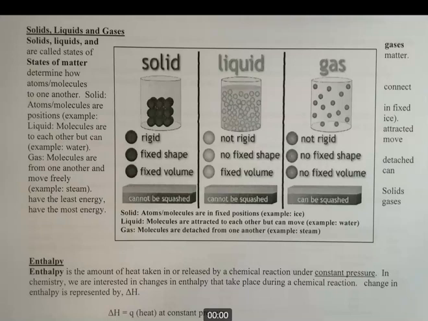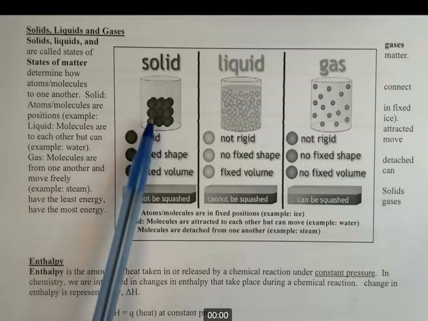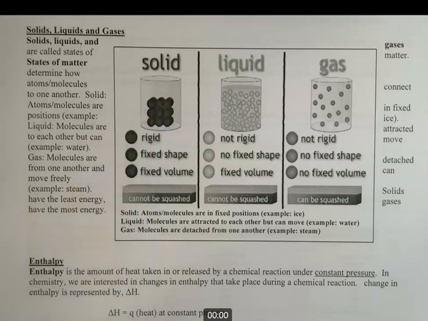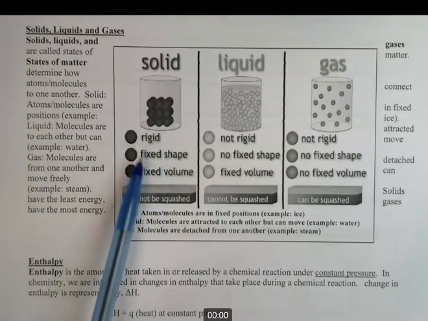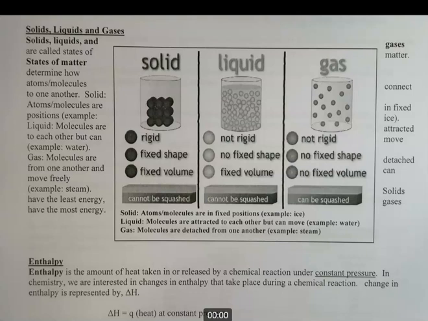Solid atoms and molecules are in fixed positions. So for example, right here, these molecules can't move. They can wiggle back and forth. They can have kinetic energy. They can wiggle around, they can twist, they can do all kinds of things, but they can't break away. So they're rigid. They have a very fixed shape. When you have an ice cube, it's usually square, okay? And they have a fixed volume. That ice cube takes up a certain amount of space. So the way it's typically said is that solids have fixed volume and fixed shape.